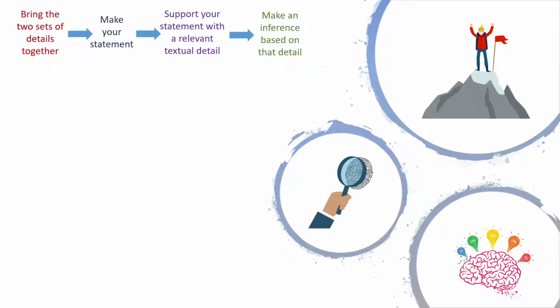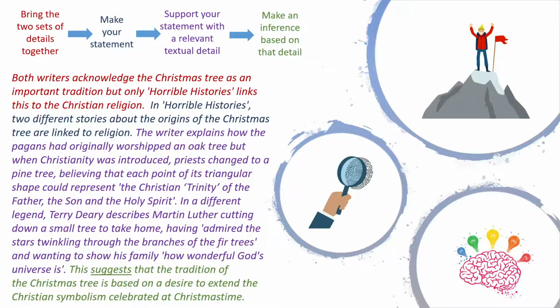So across the top, we've got those steps again. Bring the 2 sets of details together. Then you make your statement. You support your statement with the text, with the quotation. Then you make your inference, and you'll see that they're in different colours, and what I'm going to do now is show you an example, a model of how that looks, and the model is colour coded to help you apply those steps to it. So here we have a strong paragraph that starts to answer the question. So you'll recognise the sentence in red. Bring the 2 sets of details together. Well, I've shown you this before, this was my initial idea.